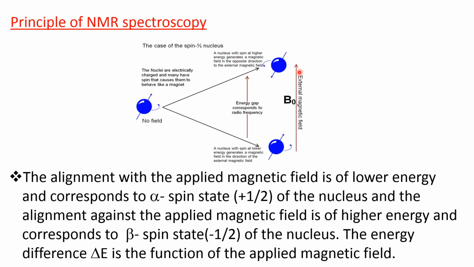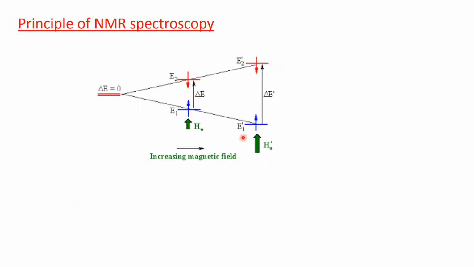We'll see. So, the alignment with the applied magnetic field is of lower energy and corresponds to the alpha spin state, plus half, of the nucleus, and the alignment against the applied magnetic field is of higher energy and corresponds to the beta spin state, minus half, of the nucleus. The energy difference delta E is a function of the external magnetic field. We'll see this one.